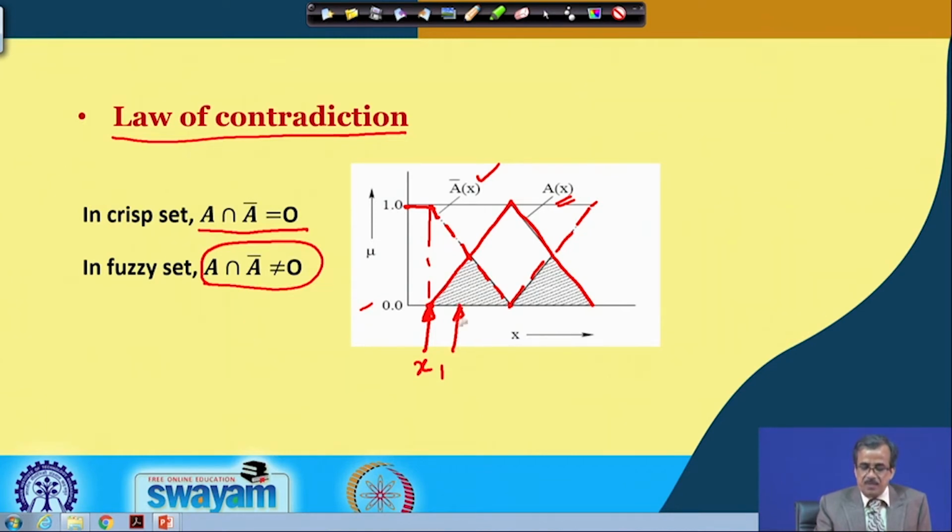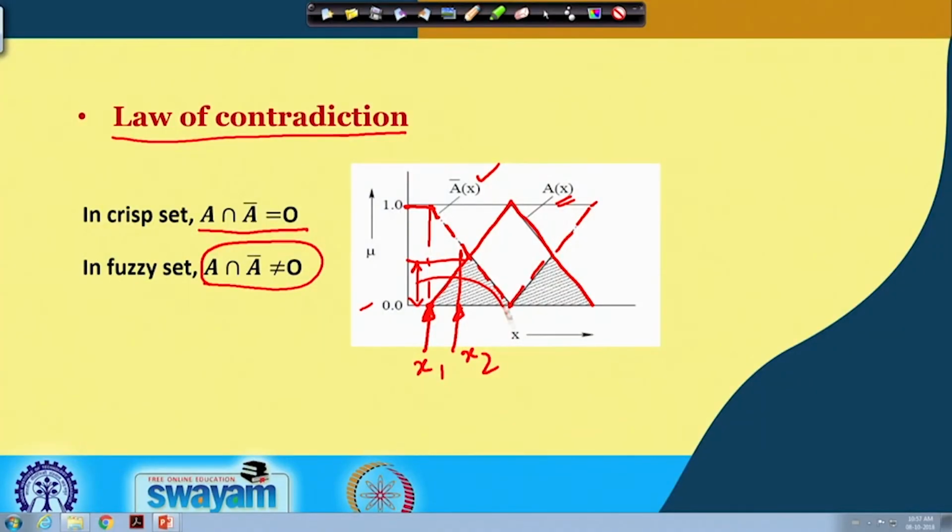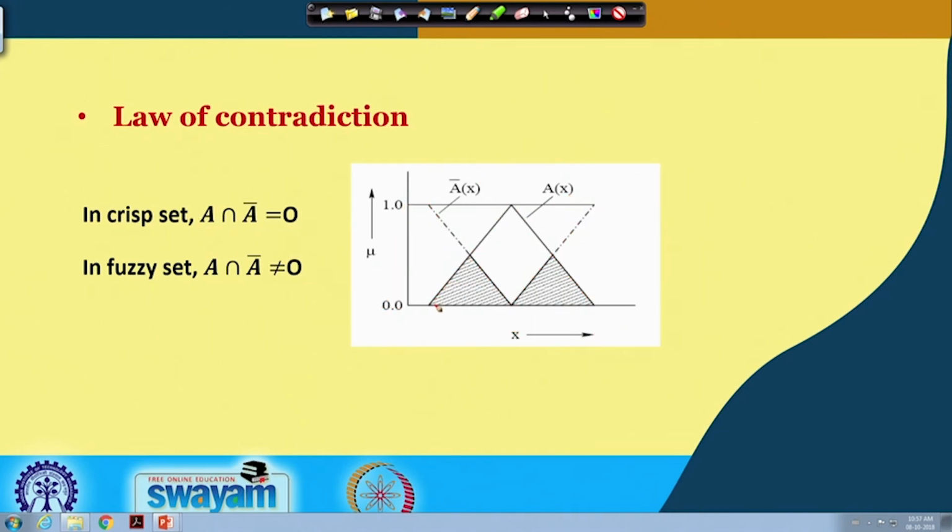The next is, I consider another value of x, say x2, and this indicates the mu corresponding to A, and the mu corresponding to your A bar. Now, we compare mu A with mu A bar, and this mu A is found to be minimum. So, corresponding to this x2, we consider up to this, and by following the same principle, if I proceed with different values of x, I will be getting one area, and this particular area is the intersection area. So, this type of intersection area I will be getting, and that is why A intersection A bar is not equal to 0 in fuzzy set.